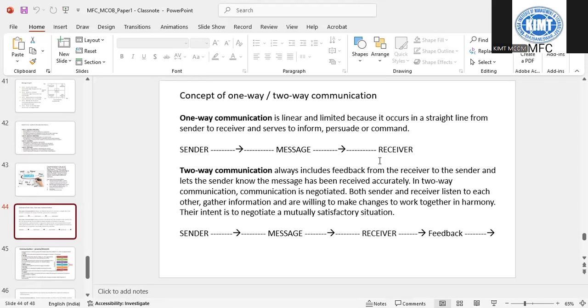That is two-way communication. This slide is the difference between one-way and two-way. One-way communication is without feedback, only one direction. It goes from the sender to the receiver. Two-way communication is when you are getting feedback. When the sender is sending the message and the receiver is getting the message, the receiver is confirming, okay, I'm getting the message, then giving the feedback.